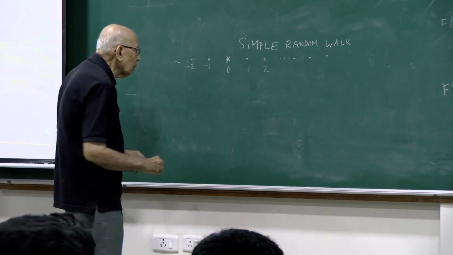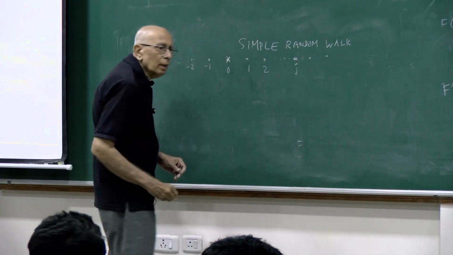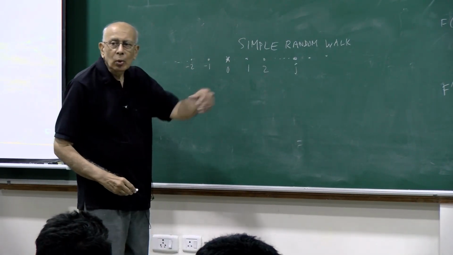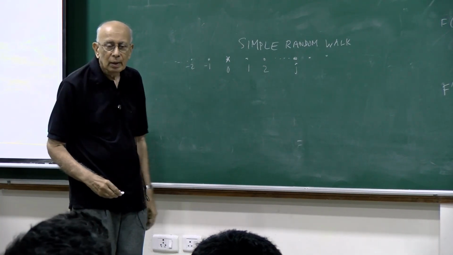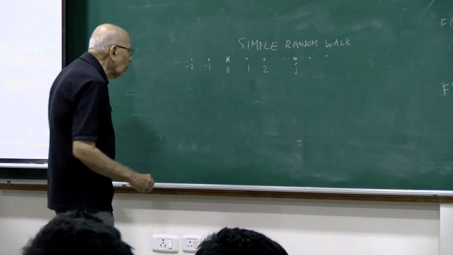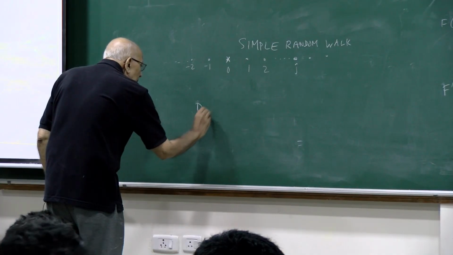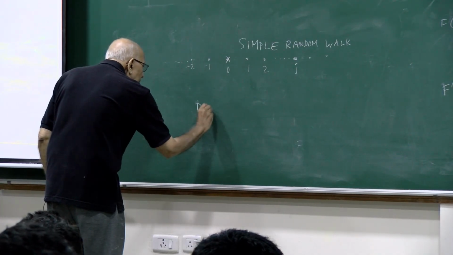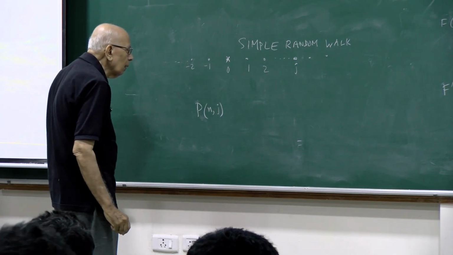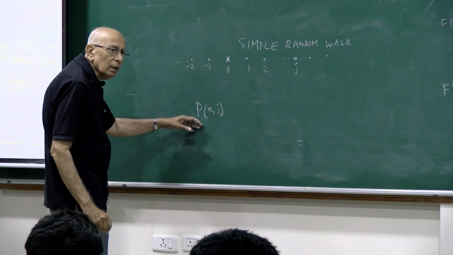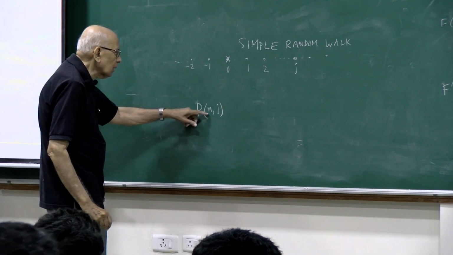So let me call that probability. Let's take an arbitrary site, call it j. There's j plus 1, j plus 2 going all the way to infinity, and there's j minus 1, j minus 2 going all the way to minus infinity. Okay. Then I ask, what is the probability that in n steps I am at the point j? I'll put this n inside here so that it doesn't clutter up the board. What is the probability that after n steps I am at the point j?